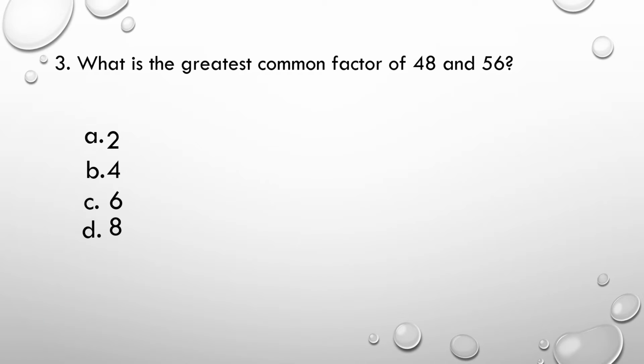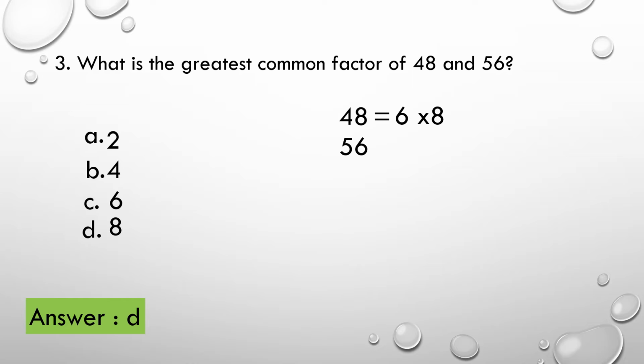Number 3, what is the greatest common factor of 48 and 56? So there are different ways on how you can find the greatest common factor here. It's either you're going to think of the factors of 48 and 56 right away, but make sure that you get the greatest common factor. So the answer here is 8, letter D. So for 48, we have 6 times 8. And for 56, we have 7 times 8. Make sure that the remaining factors here, like 7 and 6, they don't have a common factor anymore.